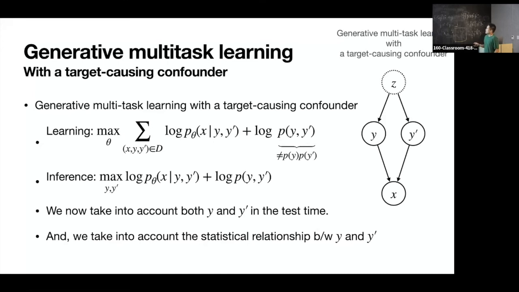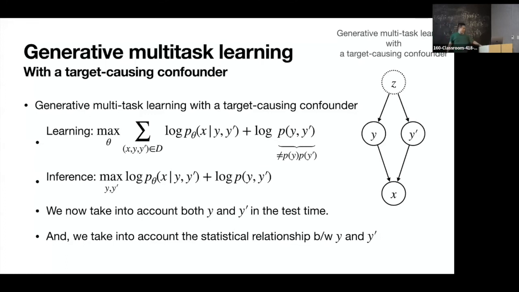So let's say instead of y, y prime, and then x, with arrows going from y to x and from y prime to x, which was a generative multitask learner, we're going to say that y and y prime were not sampled from prior distributions that are factorized between these two, but that there was another variable z that we don't observe, and that z gave rise to y and y prime.